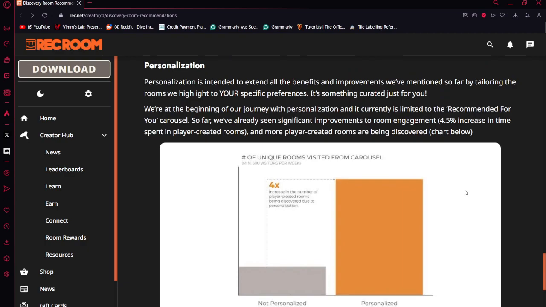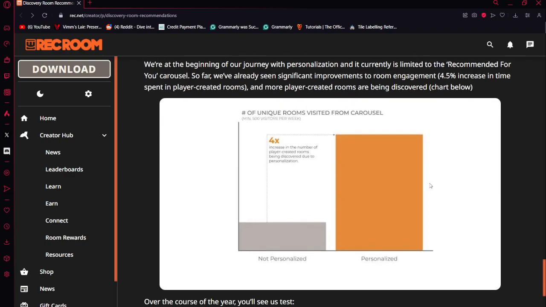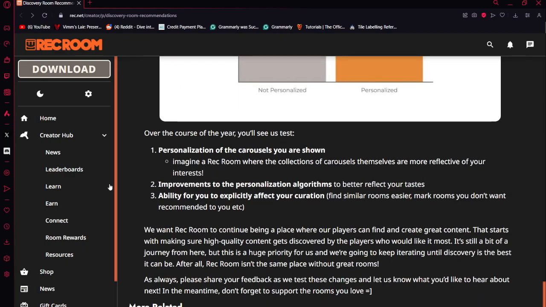We're at the beginning of our journey with personalization, and it's limited to the recommended for you carousel. We've already seen significant improvements to room engagement, a 4.5% increase in time spent in player created rooms, and more player created rooms are being discovered, chart below. Not personalized, and a 4 times increase when they personalize it. Yeah, that will definitely help.